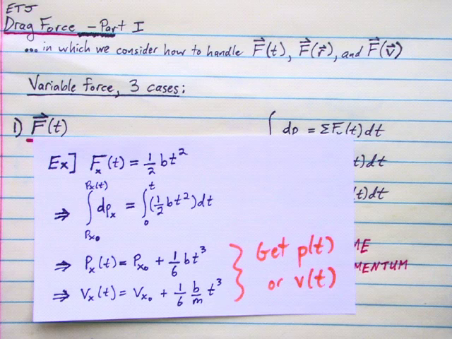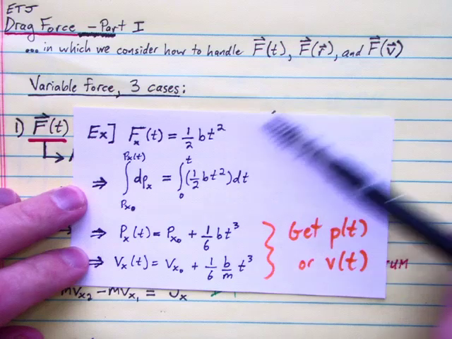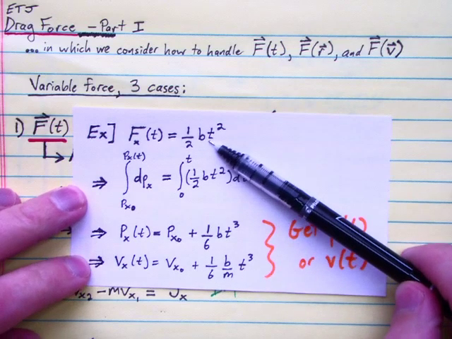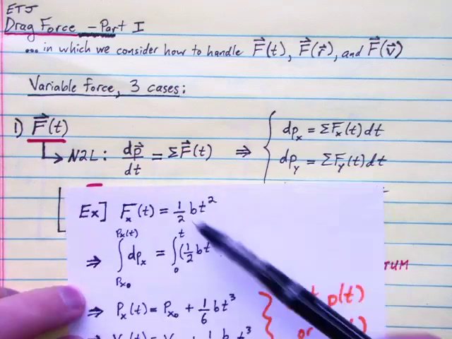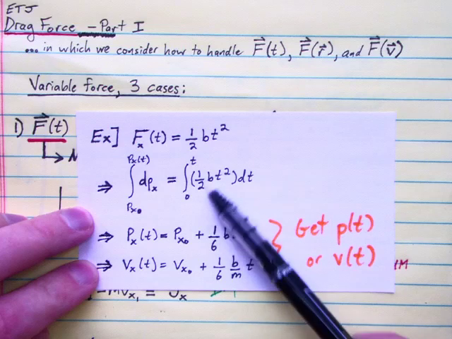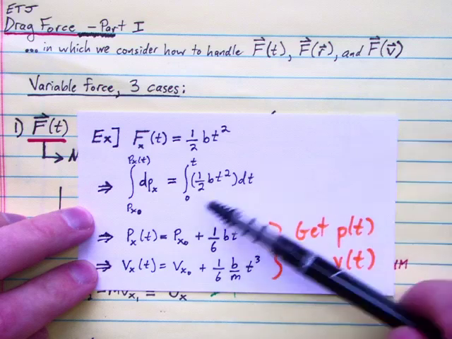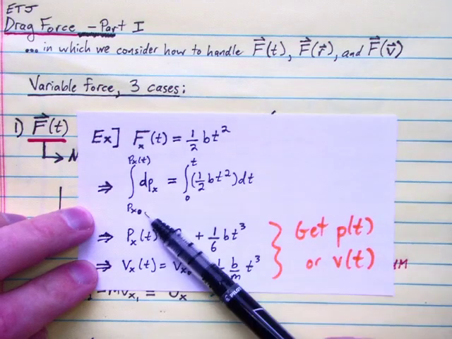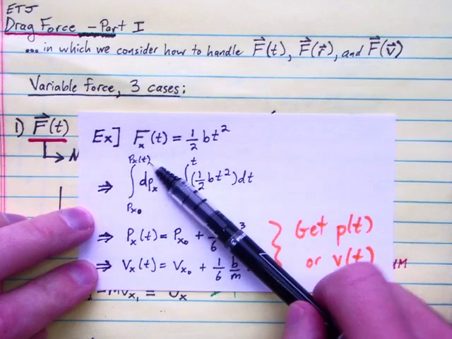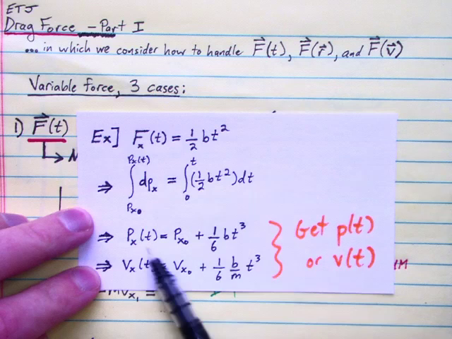Suppose your force is a function of time. Suppose it's this function of time, this quadratic function of time where b is some constant here. Okay, so we're going to put this into Newton's second law. So the integral of dp equals our force integrated against dt. So let's say we start from time 0 to go to time t. We start with some initial x momentum, and we're going to some final x momentum. Find our antiderivative here, and that gets us to this.